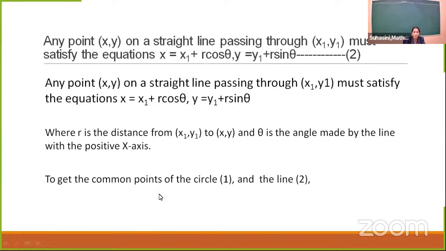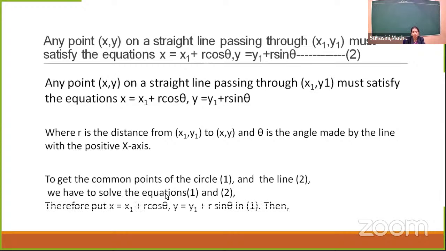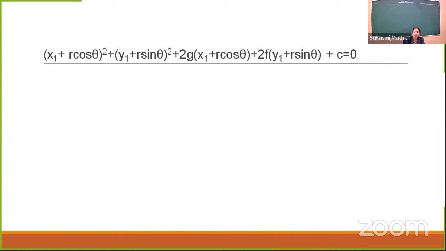So let us solve these simultaneous equations. We have to solve equations 1 and 2. What is equation 1, children? The general equation of the circle. And what is equation 2? The parametric form of the straight line. So, in the general equation of the circle, x square plus y square plus 2gx plus 2fy plus c equal to 0, wherever there is x, put x1 plus r cos theta, and wherever there is y, substitute y1 plus r sin theta.